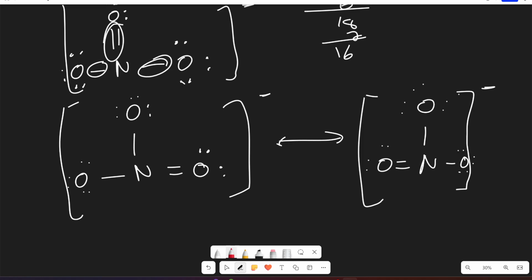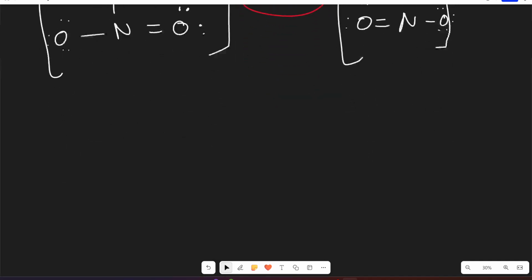Remember that I'm putting these arrows in between the structures to show that they're resonance. And then I'm also showing that there's a charge on this ion right here. So moving on to now a concept known as formal charge, which we should all be familiar with.